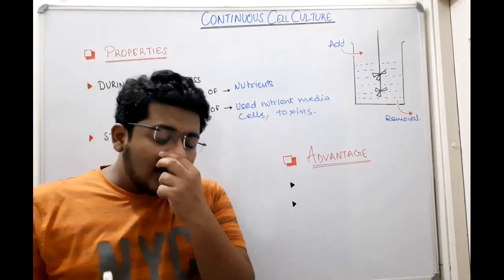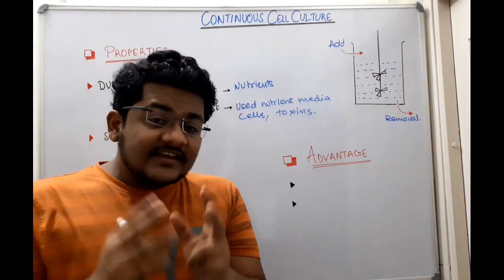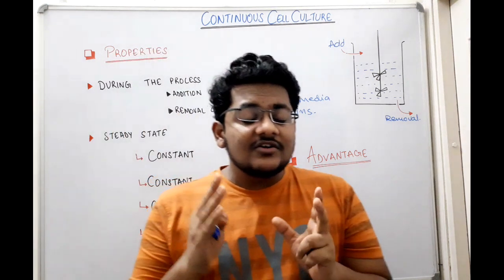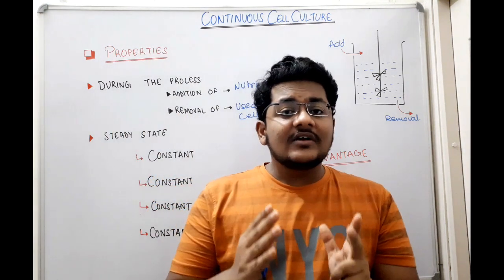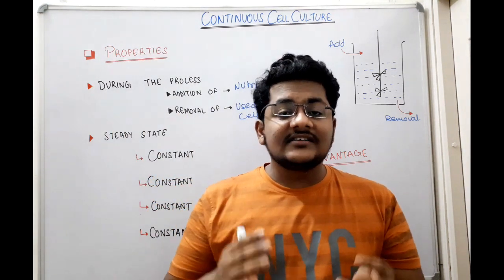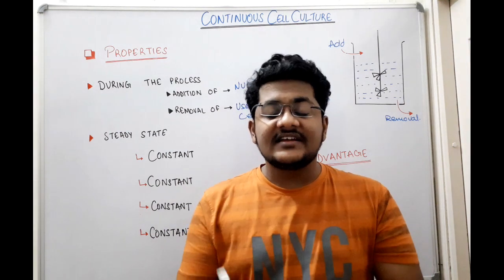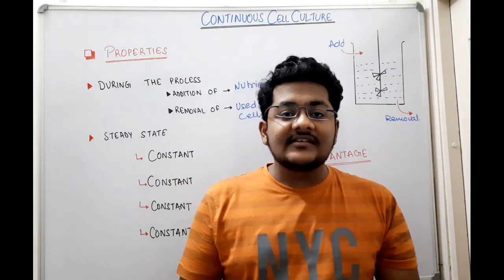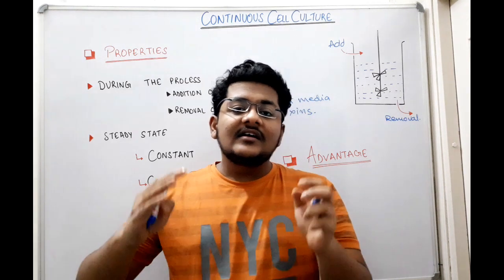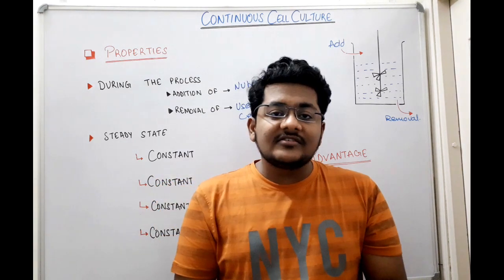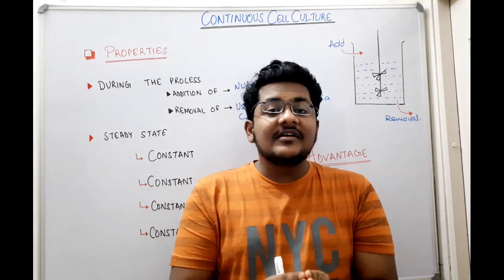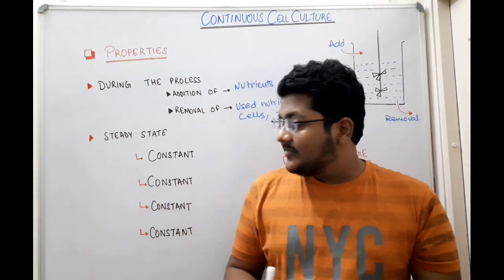So there is a continuous removal of used nutrient media, cells and toxins, again as a continuous stream. Now the second most important property of this continuous cell culture is that the bioreactor or the cell culture achieves a steady state. What does steady state mean? Steady state means that some of the very important parameters of the continuous cell culture remain constant. And what are those parameters?